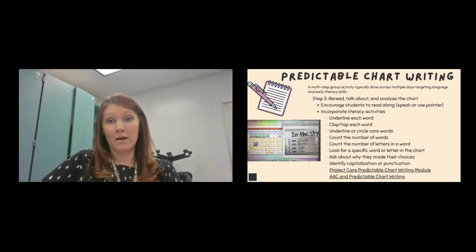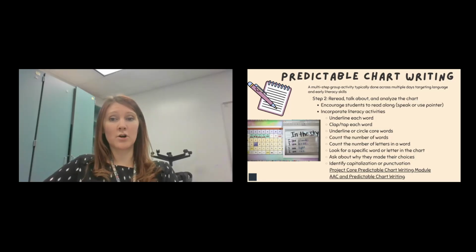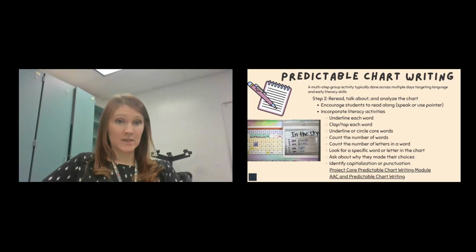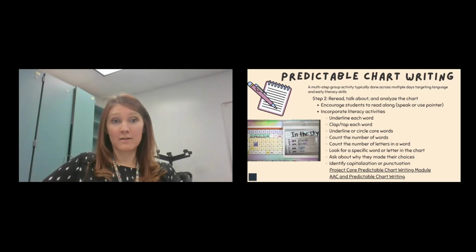So you can do anything like underlining each word just to learn where word boundaries are, clap or tap each word, underline or circle the core words that you put in the sentence. You can count the number of words, count the number of letters in a word. You can look for a specific word or letter in the chart. In the example that you see in this picture, it's pretty clear that they circled all the S's. So maybe if that's your letter of the day or the week, you can do that. If you used one of your high frequency words from ULS, you could circle that in the chart.